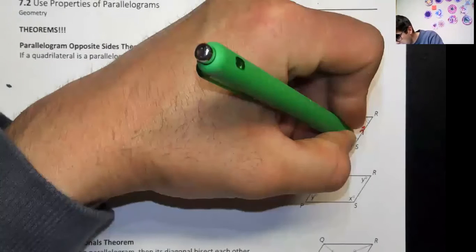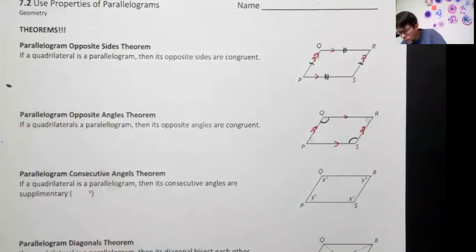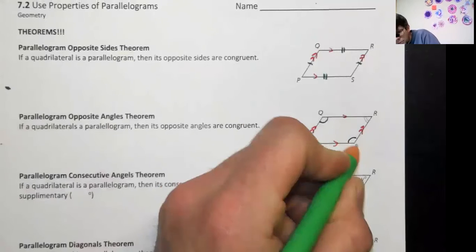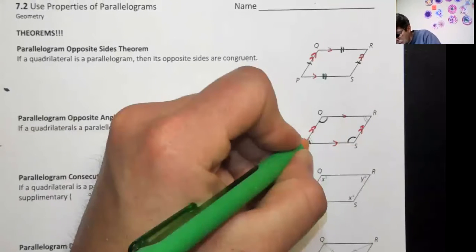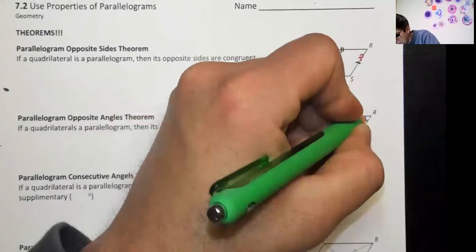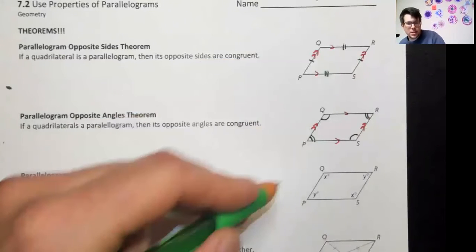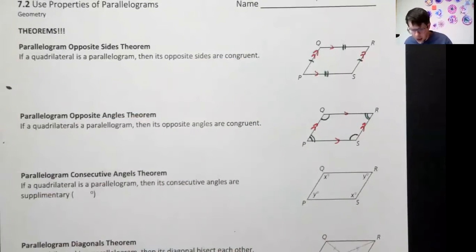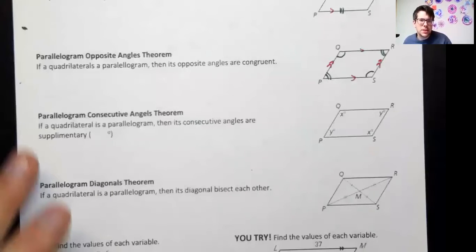So our obtuse angles are going to be a matched set that are going to reach across the parallelogram from each other. And we also have a set of smaller acute angles, and they're going to have a matched set as well. And once again, you're reaching across the parallelogram from each other. Next one is going to be the parallelogram's consecutive angles theorem.